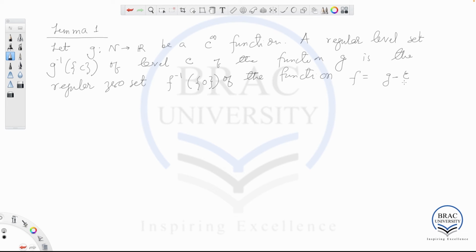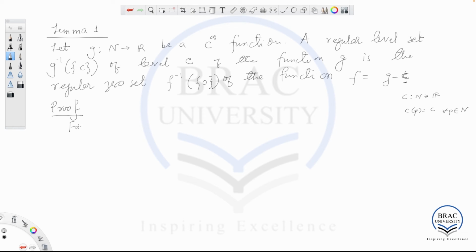Okay, so here it needs to be emphasized that C is the function which maps everything to the constant value C of the real line R. Okay, so C is a function from N to R mapping everything. C of P is equal to C for all P in N. This is how this function C is defined. Okay, so here goes the proof.